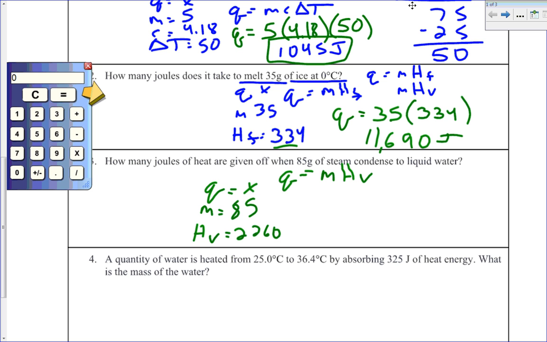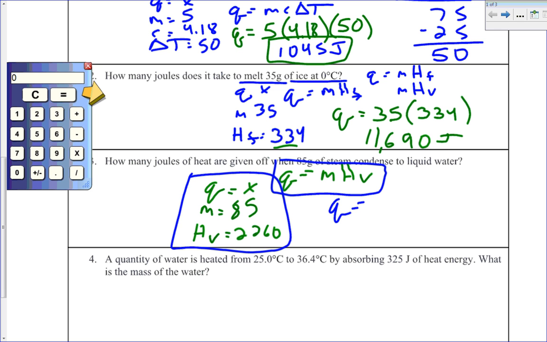So once again, you're only plugging things into the formulas after you have written the formula with no numbers in, and you've listed the variables here. It may seem like it'll take more time, but it's going to ensure you get the right answer. So now we start plugging in variables. So we get Q is equal to m, 85 grams, times Hv, 2260. Plug that into the calculator. And we get an even bigger number, 192,100 joules.